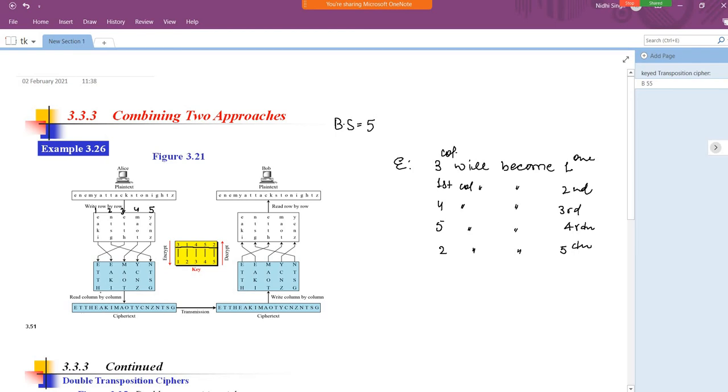So what will be the ciphertext? Reading column by column, that is E, T, T, S, E, A, K, I, N, A, O, T, Y, C, N, Z, and N, T, S, G. That will be your ciphertext. So that is the encryption process.